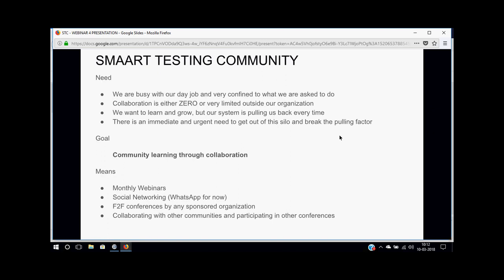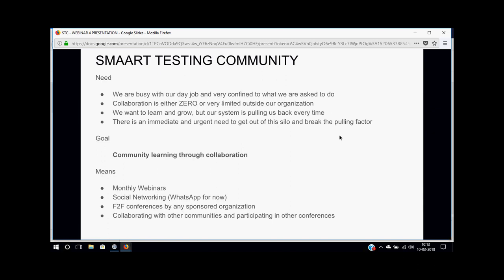So how do we do it? We have monthly webinars like these. We have social networking. At this point in time we communicate over WhatsApp, but very soon we are going to launch a website. The work is in progress at this point in time, and we are going to find out more and more avenues. We have a blog site, and more avenues to communicate better, because I believe that as we grow the number of members, we may not have the required avenue in WhatsApp to communicate. It may not be the right forum. So we need other ways to socially network with each other.